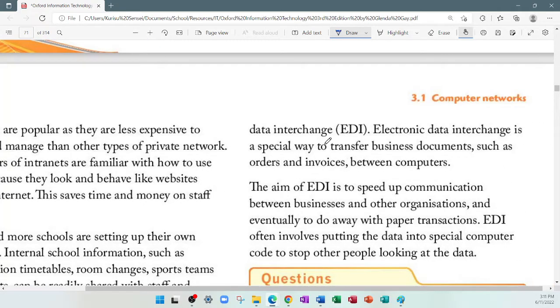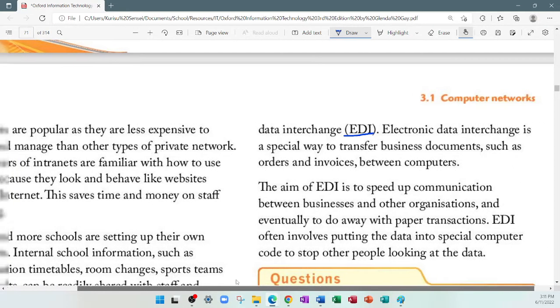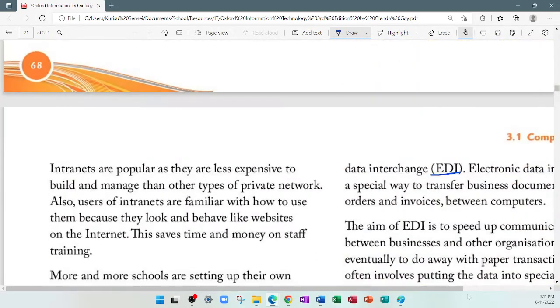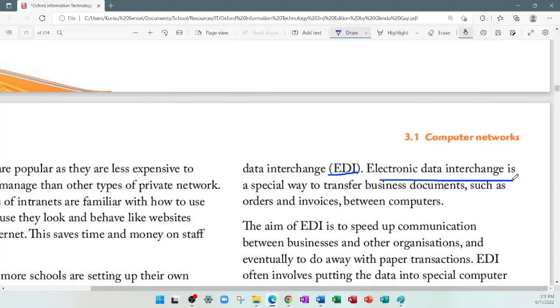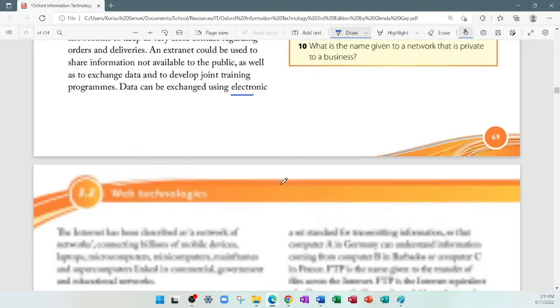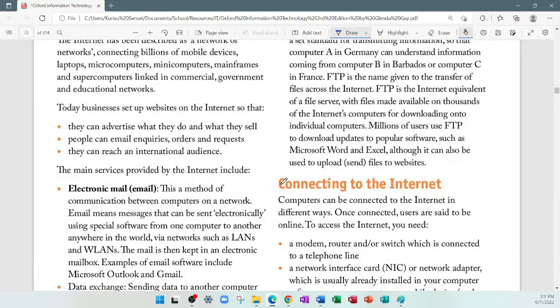Now, this brings us to a term called EDI, electronic data interchange. So this is what they would use to transfer those private and personal information between the intranet and the extranet there. Good. So that brings us to the end of that chapter there.